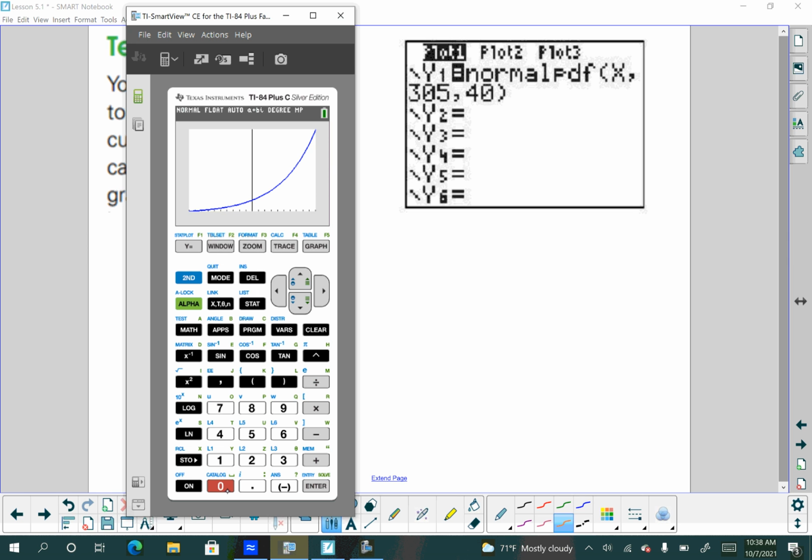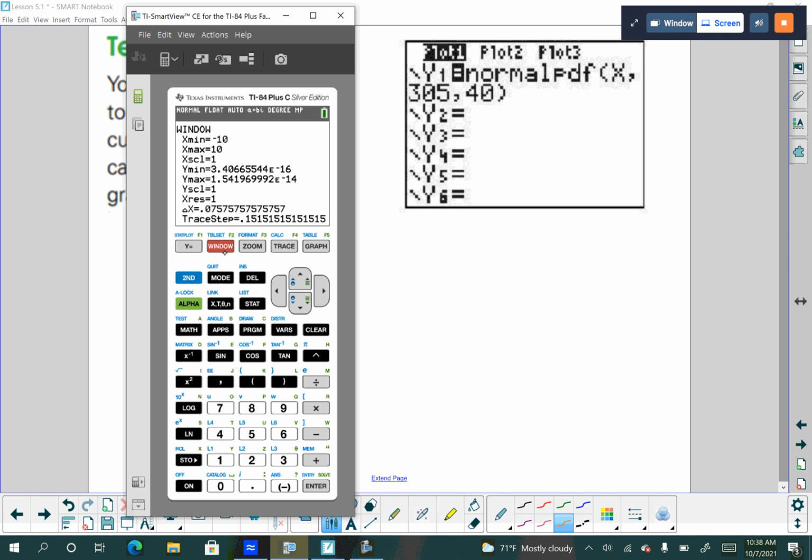Okay, if you don't see the whole bell curve like mine up here, if you go to window, you can adjust this a little bit. Remember your x is how far left and right it's going to go. Now this problem has a mean of 305 and a standard deviation of 40. So I'm going to make my x min like, I don't know, 150. And I'll make my x max 500. I'll go a little bit in either direction. X scale, you can leave it as 1 or you could change it to like 50. That's just how often you're going to see a tick mark.